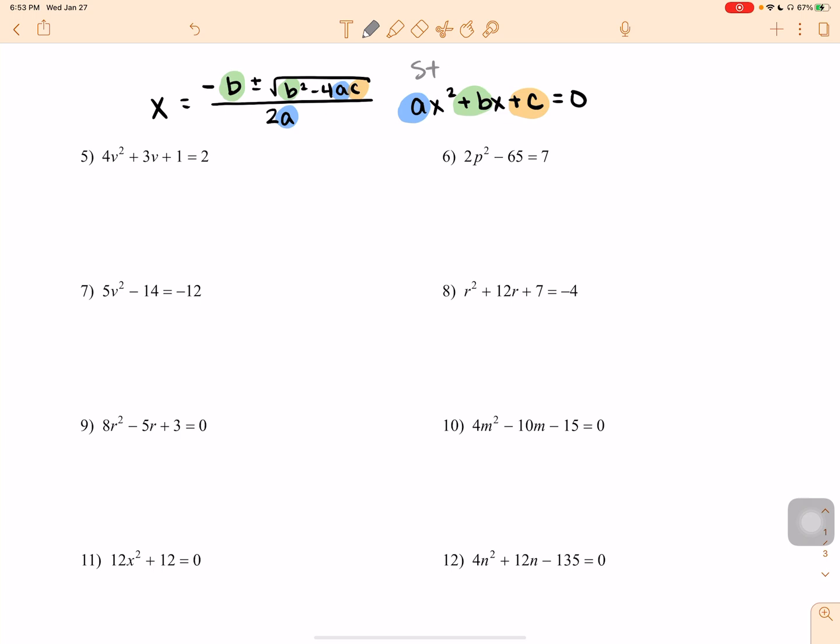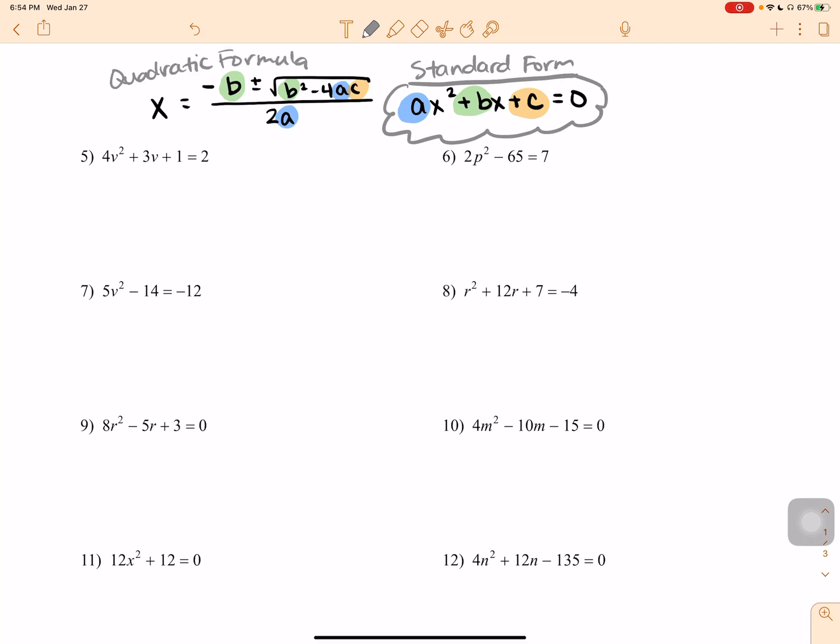This is standard form right here, okay? That's what we need to be in order to use the quadratic formula. This is the quadratic formula. It's a formula for quadratics to solve for the x-intercepts, okay?